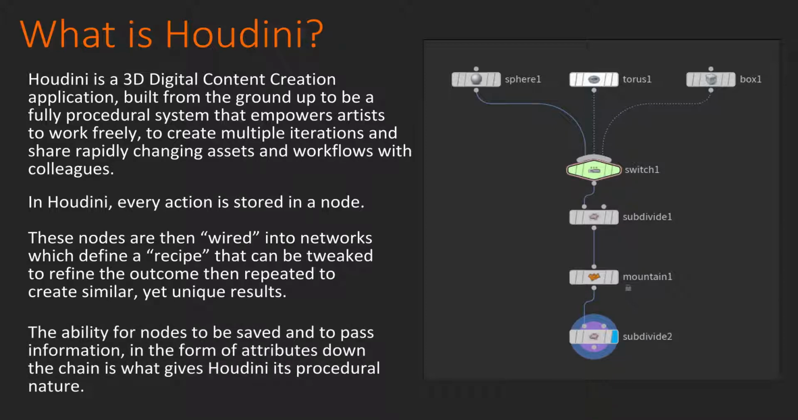The ability for nodes to be saved and to pass information in the form of attributes down the chain is what gives Houdini its procedural nature.